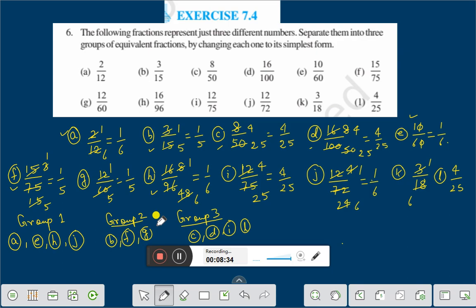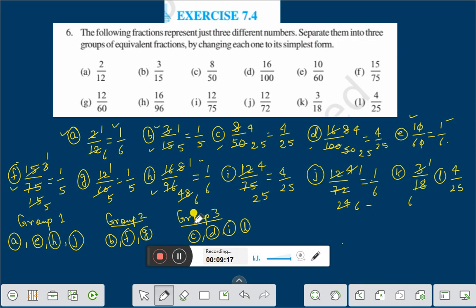Right? In this way you can group. Let us check again. Group 1 is A, that is 1 by 6. E, that is 1 by 6. H, that is 1 by 6. And J, that is 1 by 6. Right? And group 2 is 1 by 5. B is 1 by 5. F is 1 by 5. G is 1 by 5.